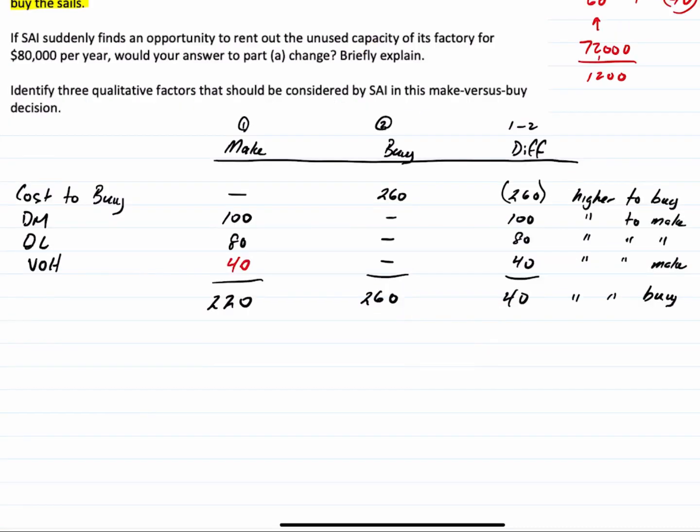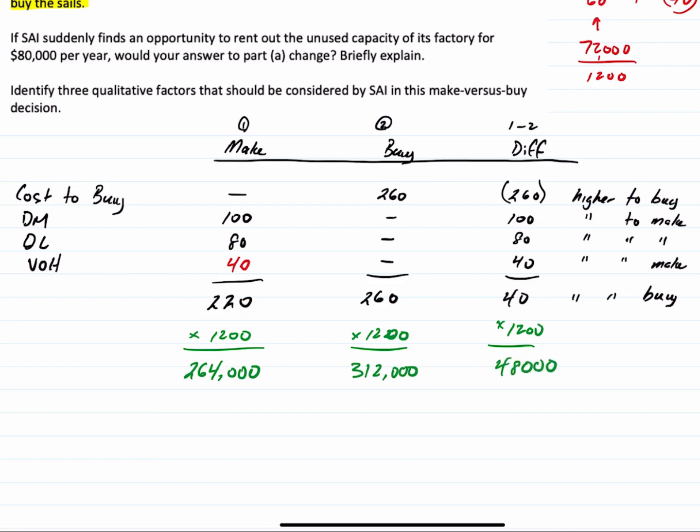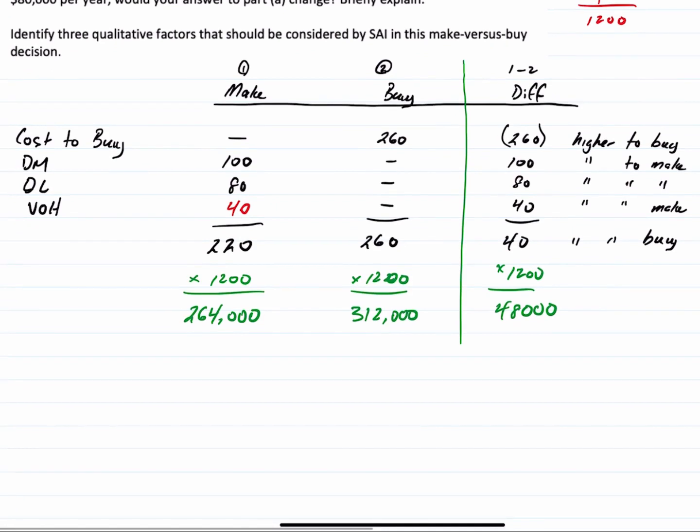What I can do is, if I want to determine what the total impact on the company is, if I know I'm going to make 1,200 of them, then that means my total cost to manufacture them, $220 for 1,200 boats, is a cost of $264,000. If I multiply the cost to buy times 1,200, that's a total cost of $312,000. If I take the differential and multiply by 1,200, that's $48,000.